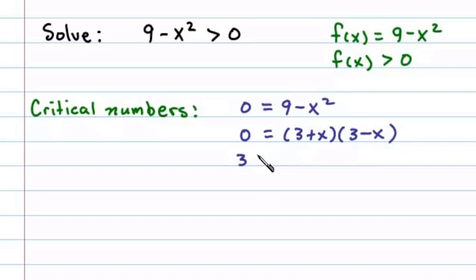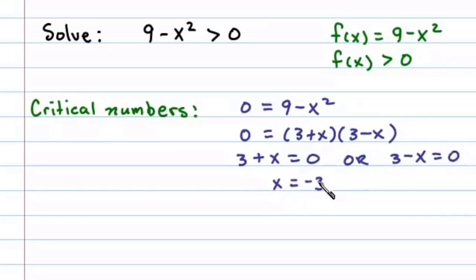Setting each factor equal to 0, we can see that there'll be two critical numbers. 3 plus x equals 0 or 3 minus x equals 0. x equals -3 or negative x equals -3, x equals 3. So there are two critical numbers here. There's two roots. x equals plus or minus 3.